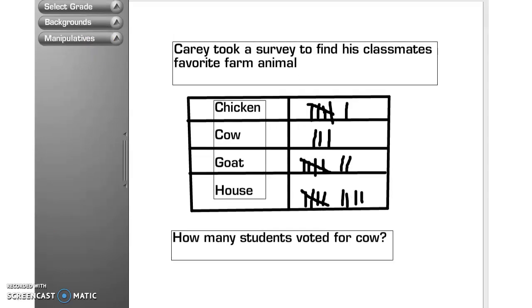Our first problem is Carrie took a survey to find his classmates' favorite farm animal. We have chicken, cow, goat, and horse. How many students voted for cow? If you answered 3, you are correct. How many more students voted for horse than cow? If you answered 6, you are correct.